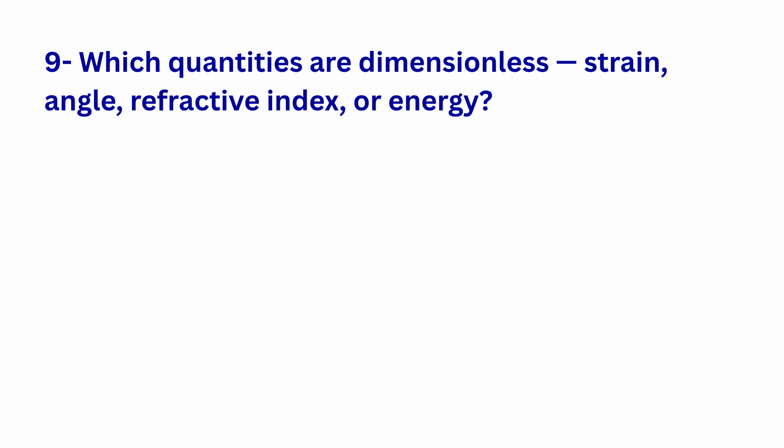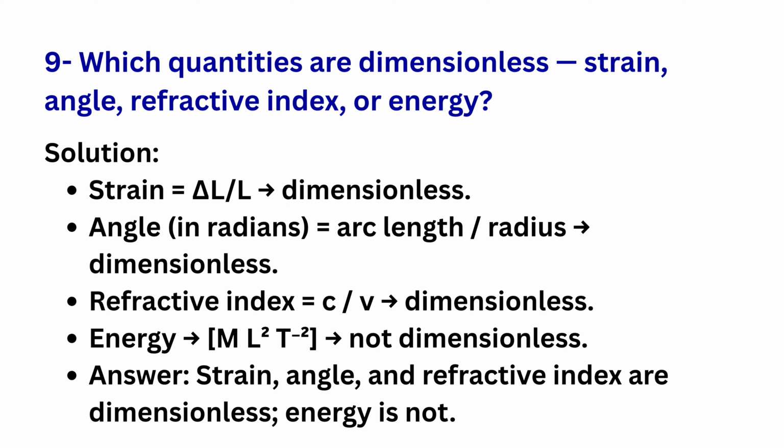0.68%. Question 9. Which of the following quantities are dimensionless: strain, angle, refractive index, or energy? Strain is a ratio of lengths, so it's dimensionless. Angle in radians is also a ratio, so it's dimensionless. Refractive index compares 2 speeds, so it's dimensionless too. Energy, however, has dimensions M⁰L⁰T to the power of minus 2, so it's not dimensionless.